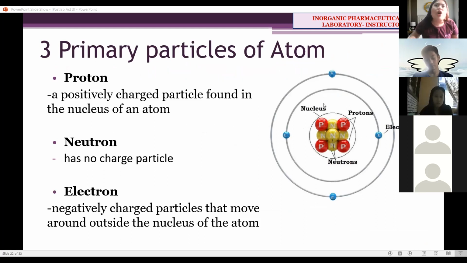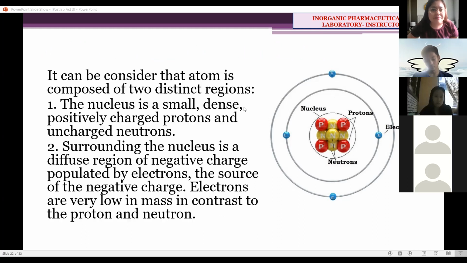And take note of their location in the atom. Protons and neutrons are both located in the nucleus. Outside the nucleus is where we see the electrons in their shells. Okay? Again, we have two distinct regions in our atoms. We have the nucleus, which is small, dense, and contains the protons and the neutrons. Surrounding it are the negatively charged shells where we can find the electrons.